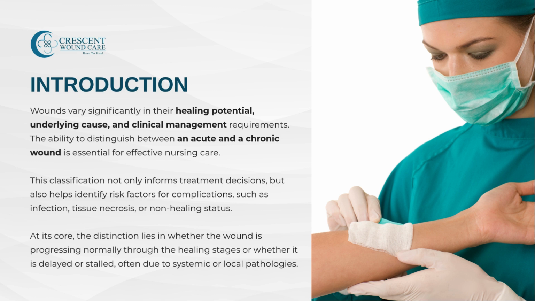As a nurse, recognizing this early is critical. It affects how often you assess, what kind of dressing you apply, whether you escalate to a wound care specialist, and how you educate the patient about long-term risks. Think of it this way. An acute wound is like a sprinter. It wants to heal fast. A chronic wound is more like a traffic jam. It's delayed, blocked, and going nowhere without intervention. So, how do you tell the difference? Let's find out.